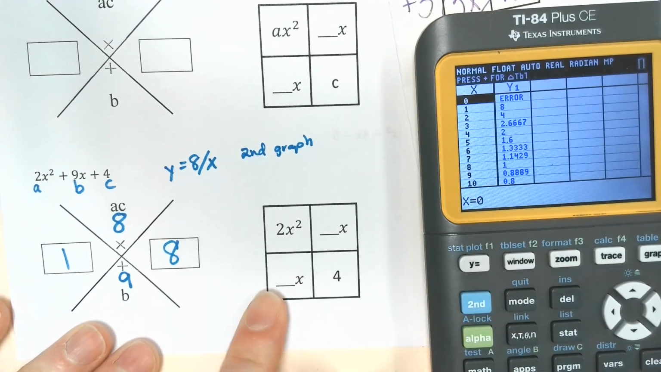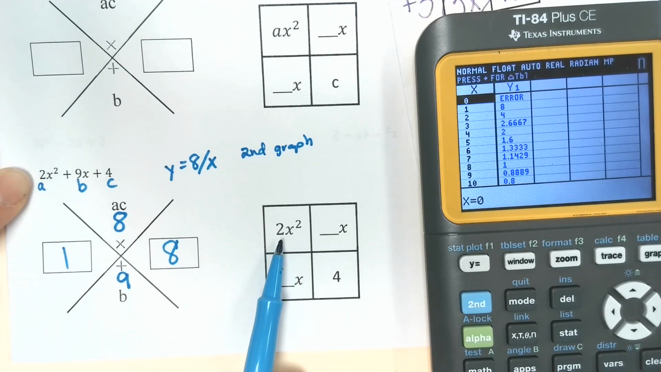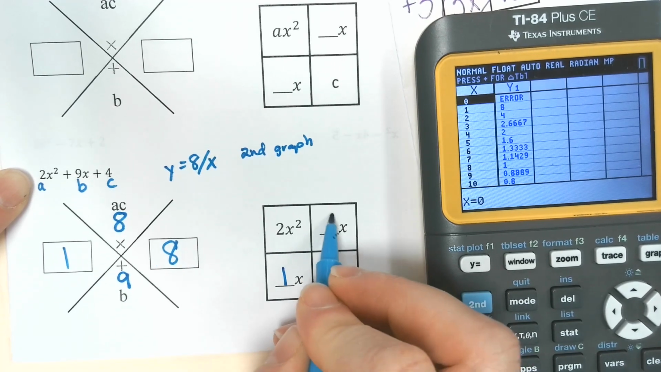So look at our box. It's partly completed. See how you have the first term here, last term here. First and last term are diagonals, and magic numbers are diagonals. So 1x and 8x.